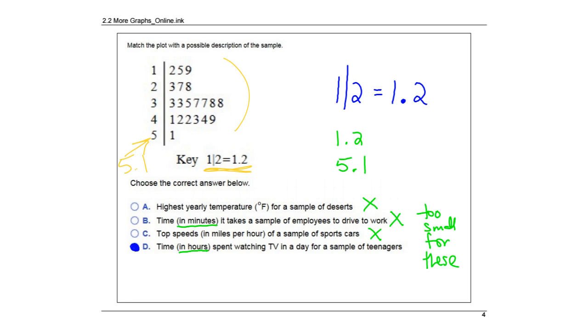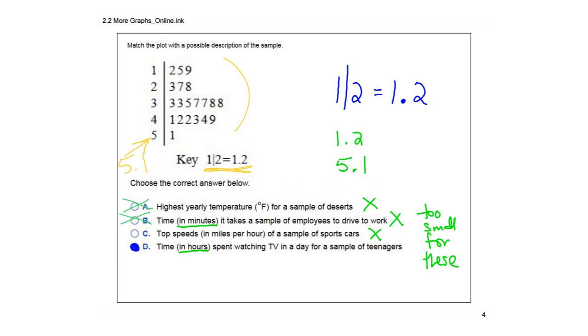Right? In the desert, it's going to be 120 degrees or 130 degrees. So that's not going to work. Then it says time in minutes that it takes a sample of employees to drive to work. Well, I don't think it's going to take 1.2 minutes to drive to work or 5.1 minutes. Well, maybe if you're lucky, it'll be the 5. But these are too small to be that one.